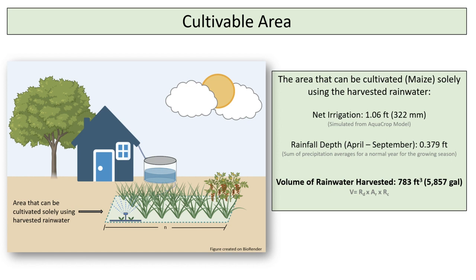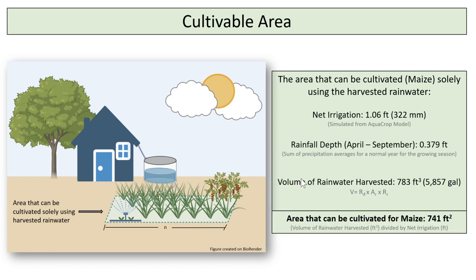And here is the rainwater harvesting equation. Just to reiterate, the rainfall depth is just the rainfall for that time period multiplied by the area of the catchment, in this case the roof, multiplied by the runoff coefficient, which is determined by the material of the catchment, in our case galvanized metal.